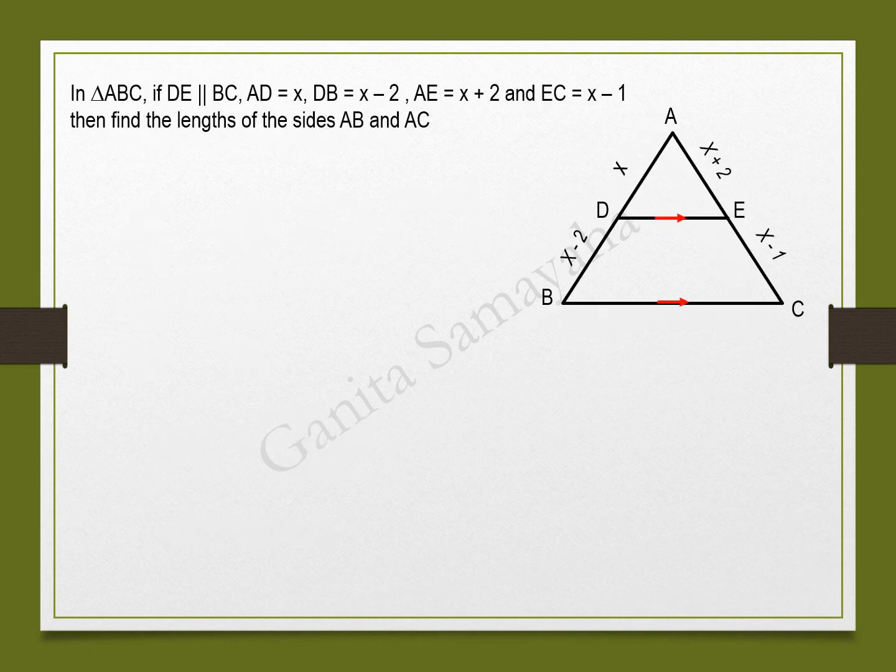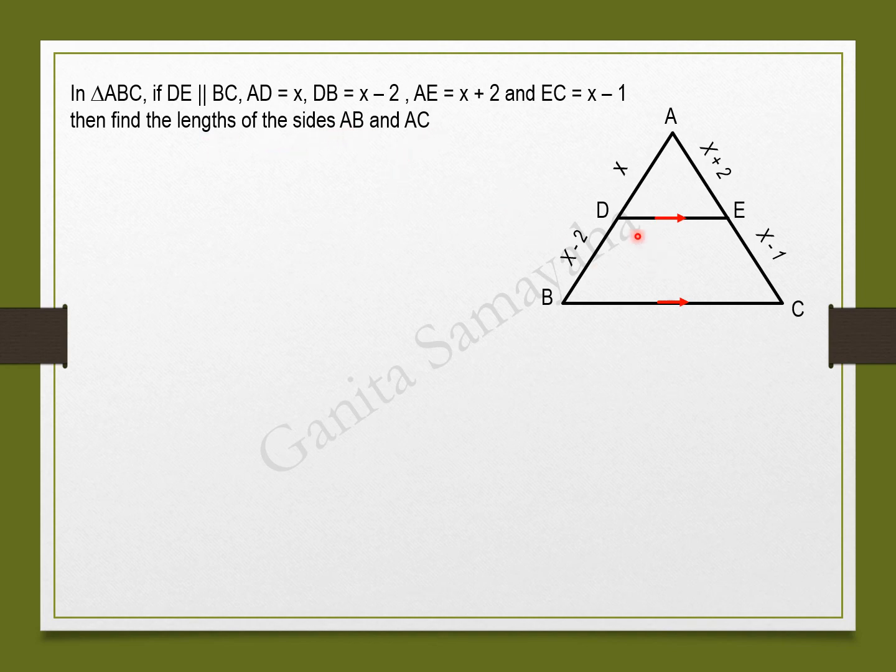We have a triangle ABC, and all these parameters have been given in the form of a variable including x. This is x, this is x minus 2, x plus 2, x minus 1. That's how we are given. You are asked to find the length of the sides AB and AC.